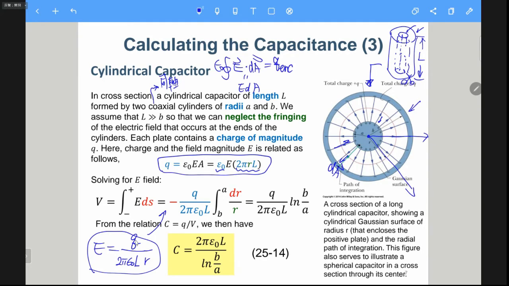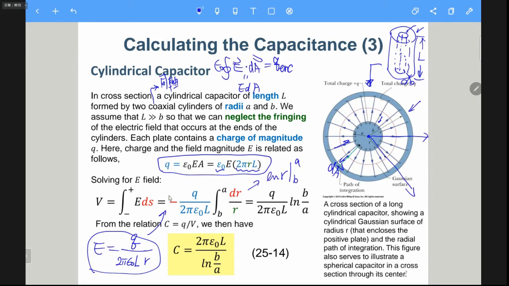So here we have Q over 2 pi epsilon naught L, like this. And then 1 over R is related to dr. So we still keep this term inside, and then we just integrate it. So this is 1 over R, and then we take the antiderivative, which is nothing but log of R, evaluated from B to A.